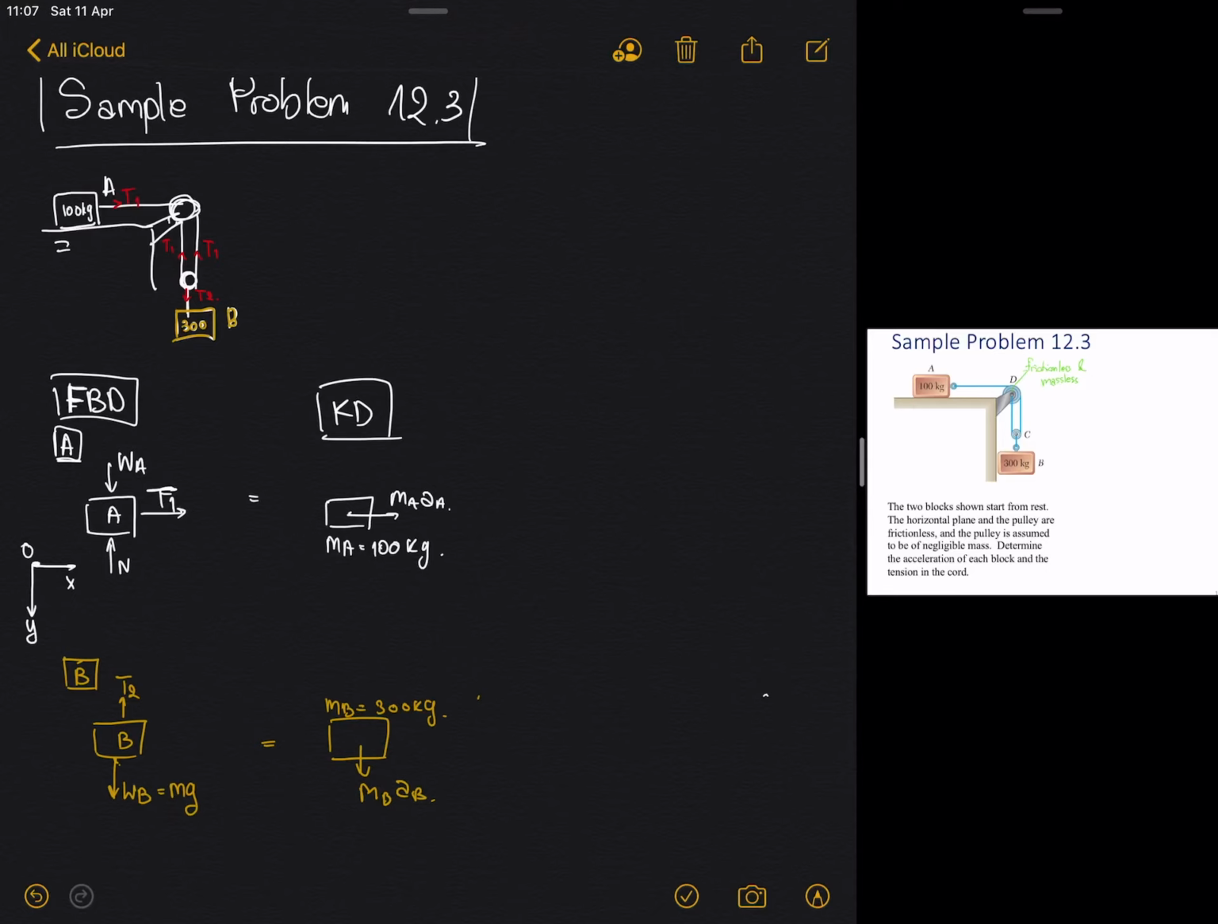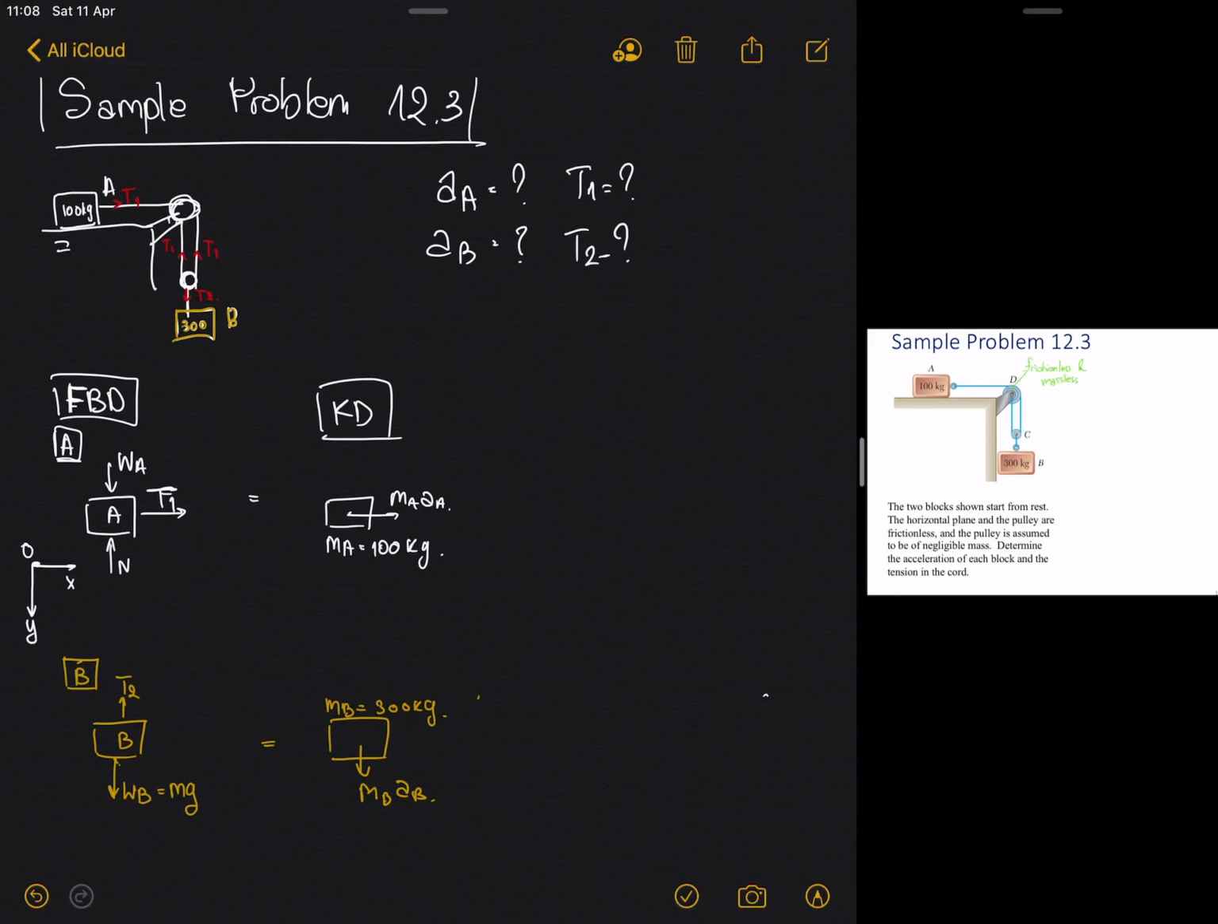So what we would like to know is the tensions, and we would also like to know the accelerations. In this case they ask: acceleration A is equal to what, acceleration B is equal to what, and tension 1 is equal to what, and tension 2 is equal to what? Okay, let's start.